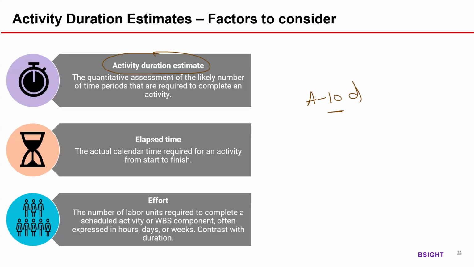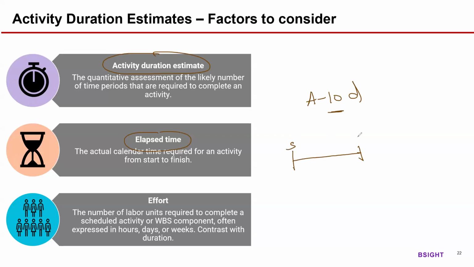Next, elapsed duration. Elapsed duration is, in calendar days, how long it will take to finish that activity. Let's say you are working 5 days a week, and you're scheduling this activity to start on a Sunday. These are a couple of assumptions.